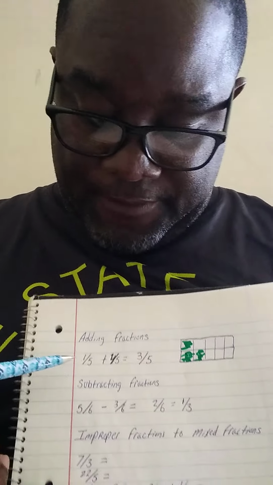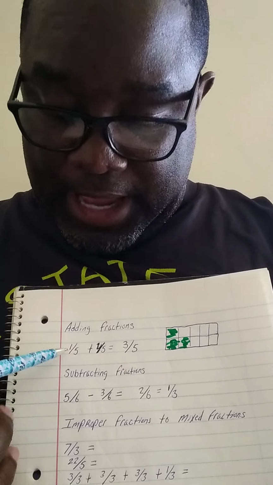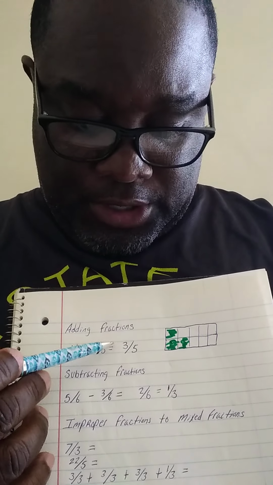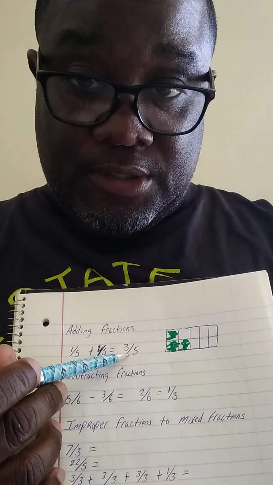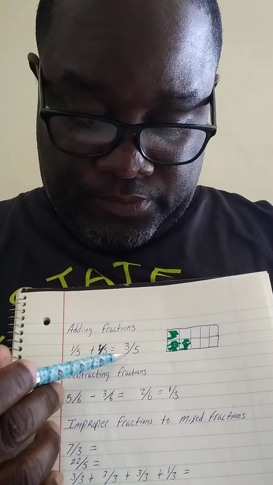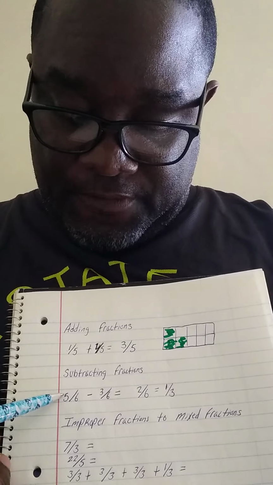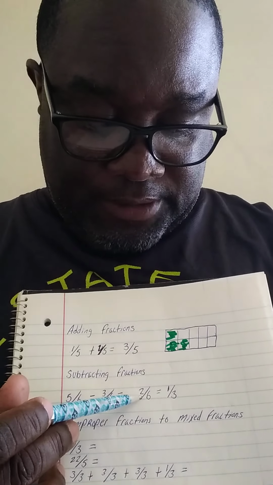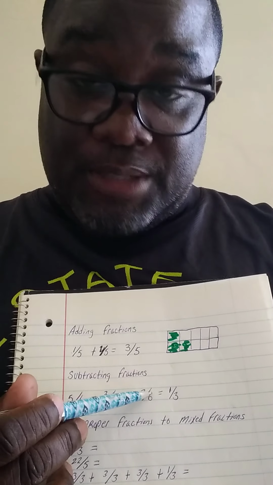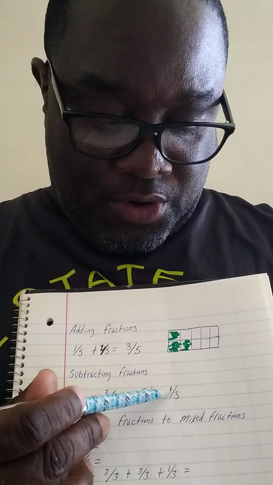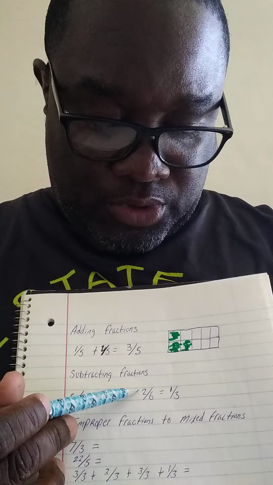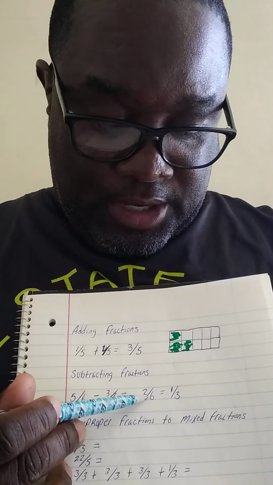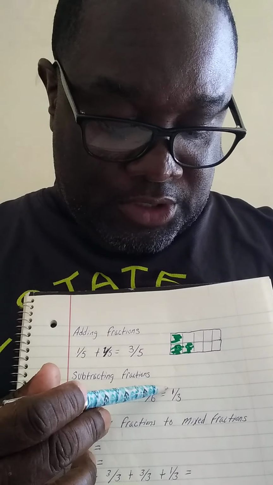So we have that. We have adding fractions. I'm going to go over this again. Adding fractions: 1/5 plus 2/5 equals 3/5. Then we go into subtraction. 5/6 minus 3/6 equals 2/6, which can be simplified down to 1/3 because 2 goes into 2 1 time and 2 goes into 6 evenly 3 times, which gives us 1/3.